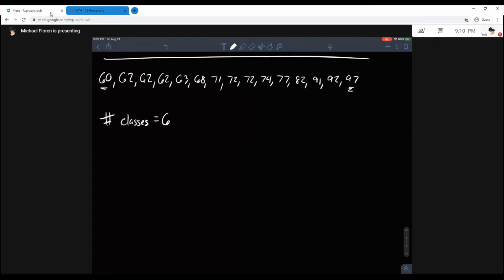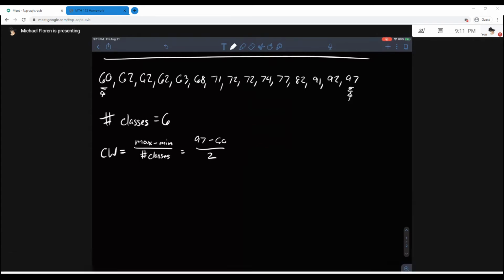All right, now for our class width, we're going to have the calculation of the max minus the minimum divided by the number of classes. Awesome. So the minimum number is going to be 60. The maximum number is going to be 97. So I'm going to do 97 minus 60 divided by 6, and I'm going to pull up R to do that because I'm super lazy.